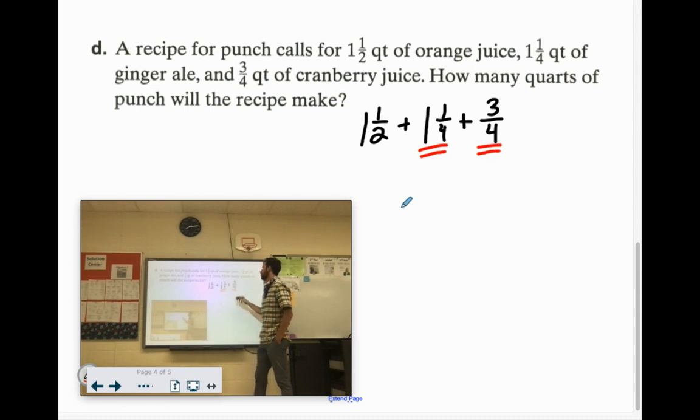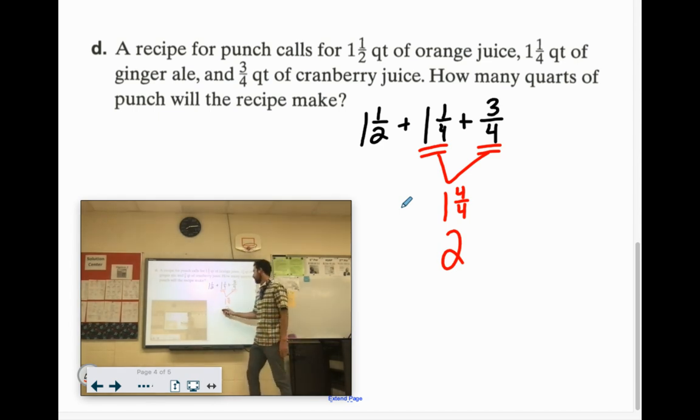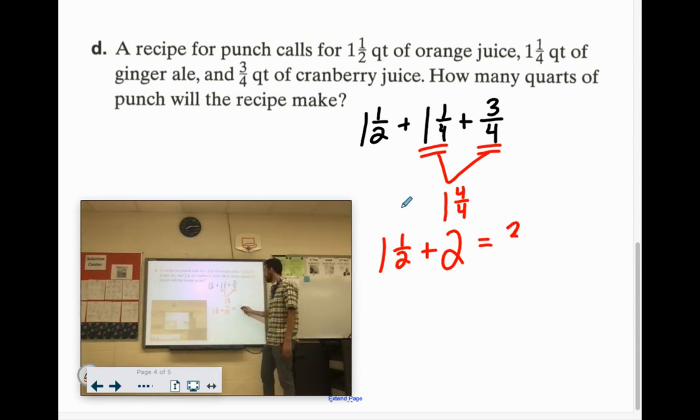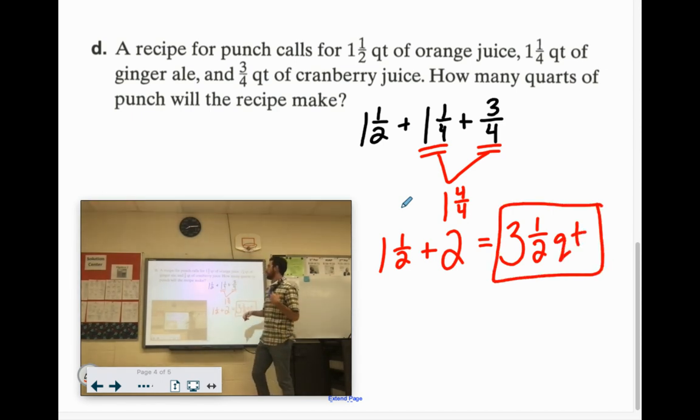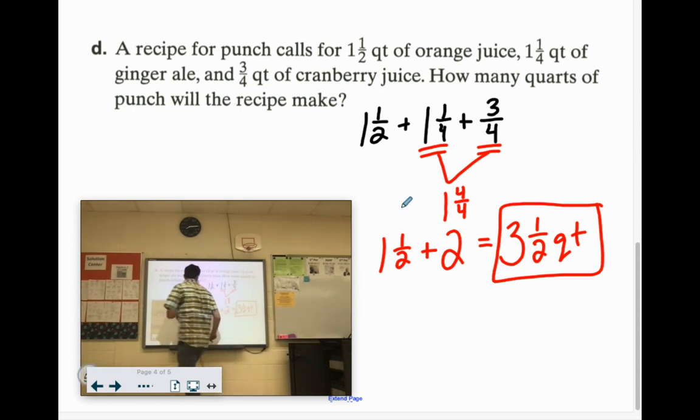1 1/4 plus 3/4. If we just do that, that would be 1 4/4. 4/4 is another whole. So really, those two add up to 2 quarts. And then that's really easy to add 1.5 to. 1.5 plus 2 would just be 3.5. And that's the final answer here. If you converted them all to fourths, that would be fine too.